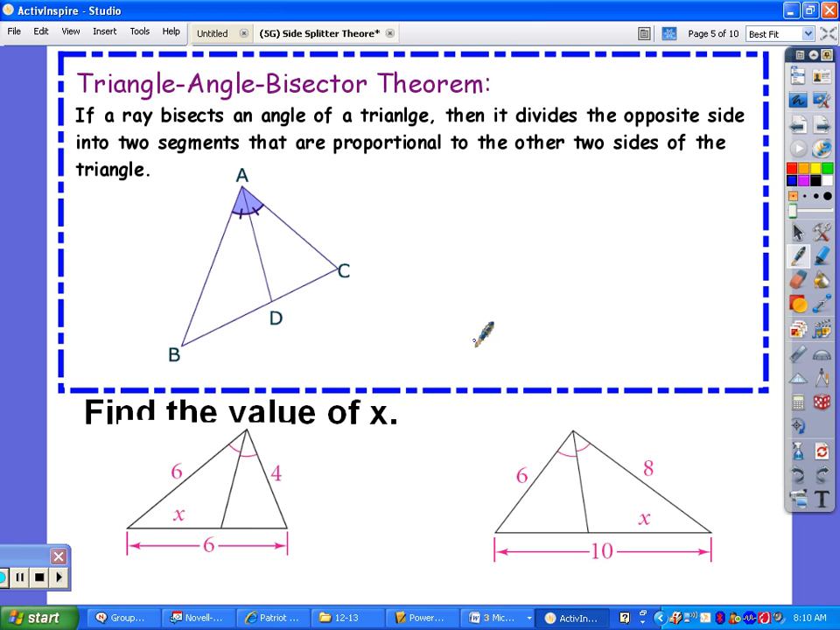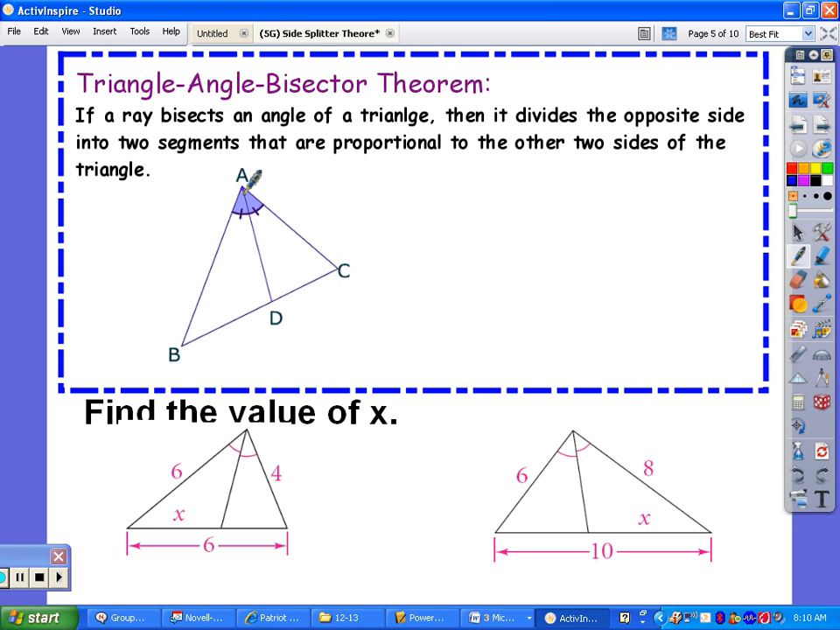Okay, the third and last theorem that we're doing is called the triangle angle bisector theorem. So it says if a ray bisects an angle on a triangle, then it divides the opposite side into 2 segments that are proportional to the other 2 sides of the triangle.